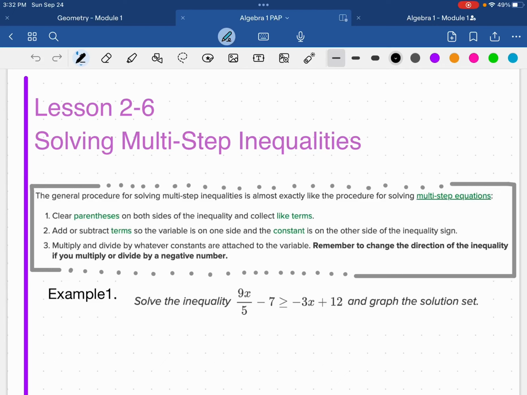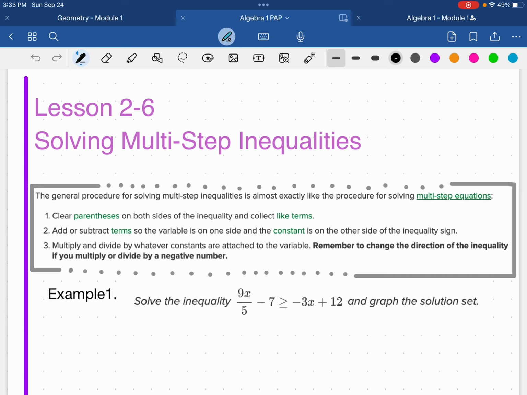Today's lesson is lesson 2-6, solving multi-step inequalities. The general procedure for solving multi-step inequalities is almost exactly the same as the procedure for solving multi-step equations. The first thing we're going to do is clear any parentheses that we see on both sides of the inequality, just like we would on both sides of the equal sign.